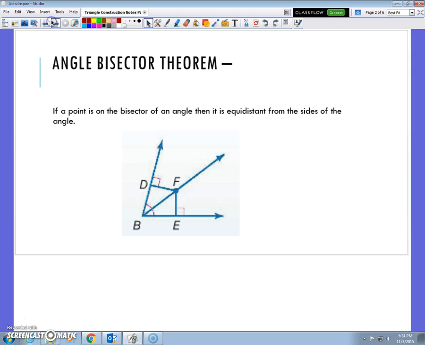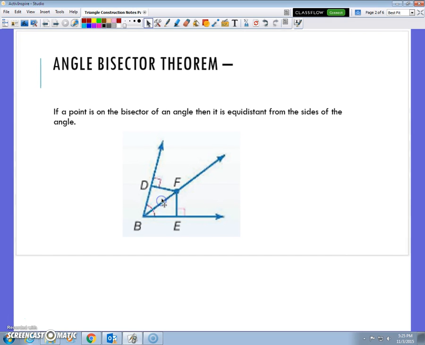So there's that. Now, the angle bisector theorem says if you have a point on the angle bisector, then its perpendicular distance is equidistant from each side. So if I have a point right here, that perpendicular distance is equal to that perpendicular distance. Or if I have a point way out here, this perpendicular distance is equal to this perpendicular distance.